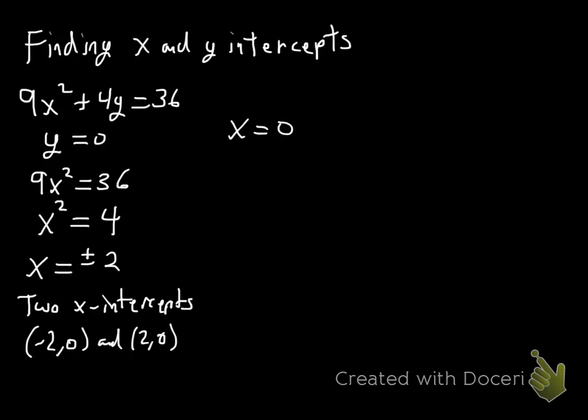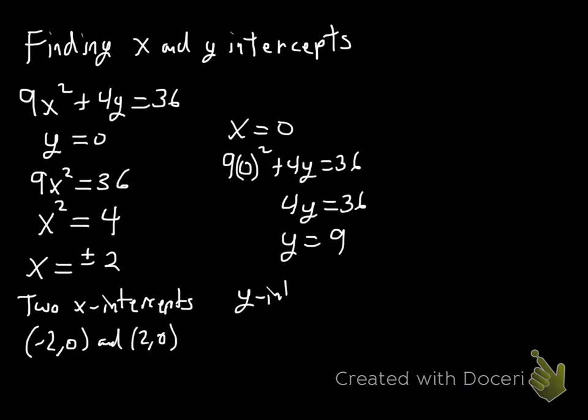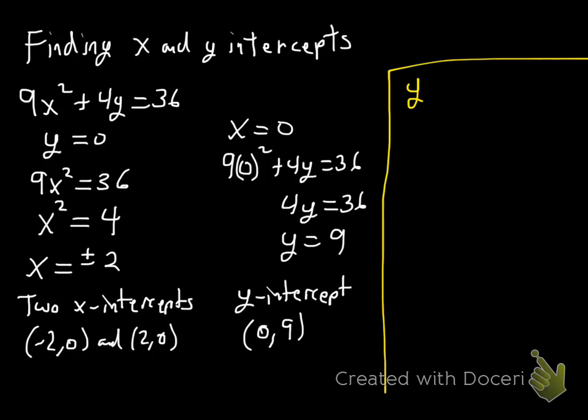Now if we let the x equal 0, then the problem's a little bit nicer. So 9 times 0 squared plus 4y equals 36. So 4y is equal to 36. We'll divide both sides by 4, and we get y is equal to 9. So we have a y-intercept at 0, 9.